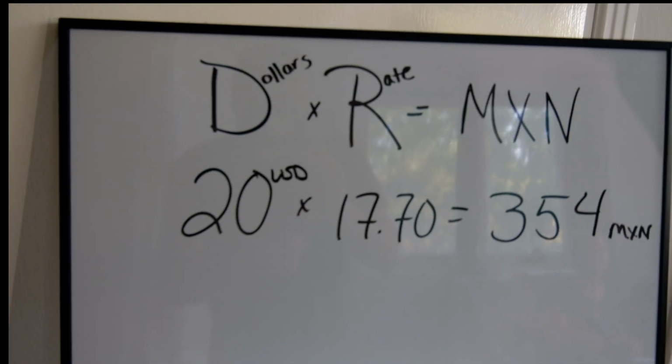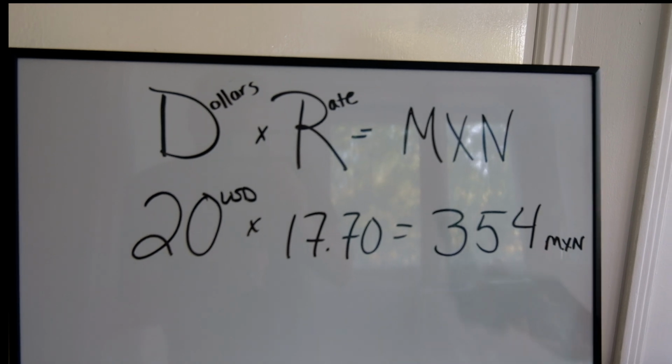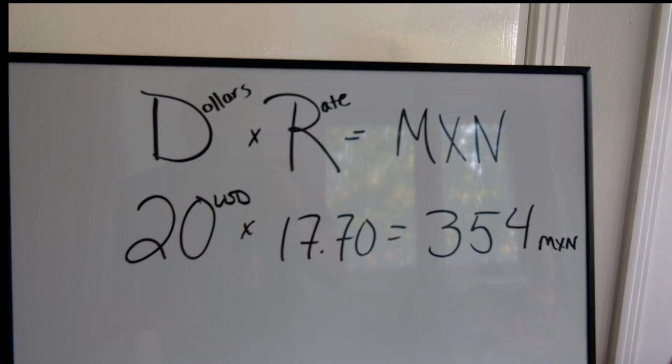So when we plug our numbers in, we get 20 US dollars times the rate, which was 17.70, and we get 354 Mexican Pesos.